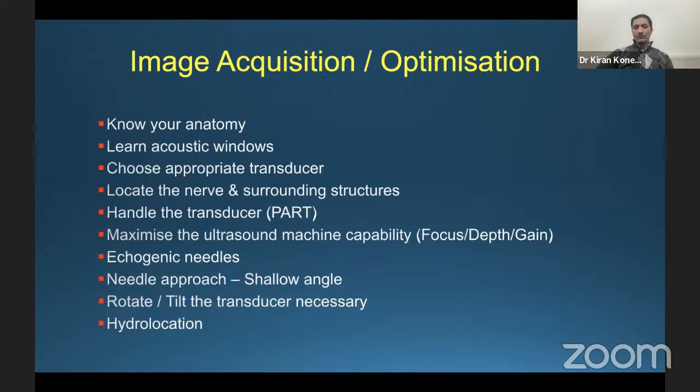Just around the time of injection, you can always use a little bit of hydrolocation or hydrodissection technique, so that you can see the tip and be sure where your tip is, or follow the needle to the tip. Sometimes it's usually used for a radial nerve in the axillary block as well, to locate where we need to go and then target it accordingly.